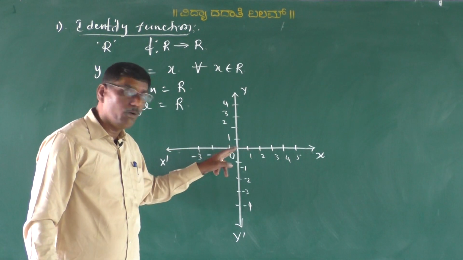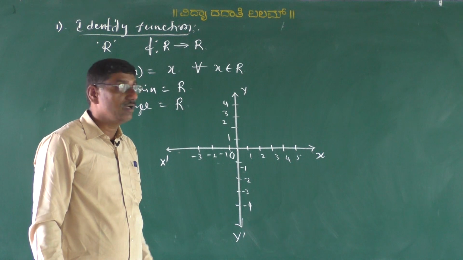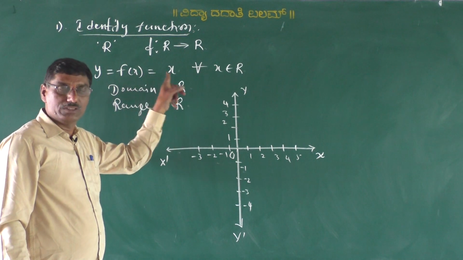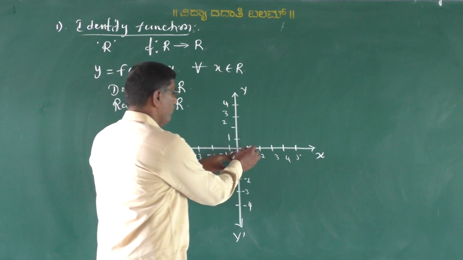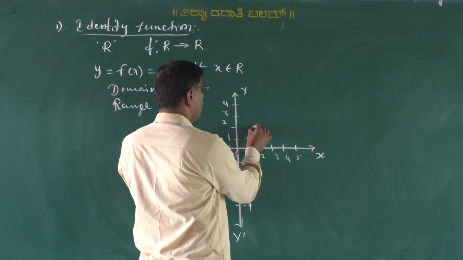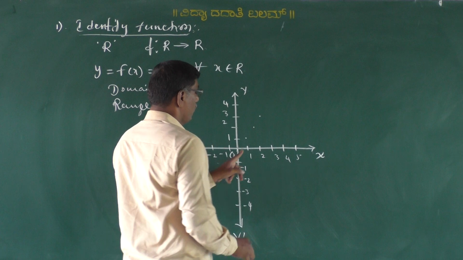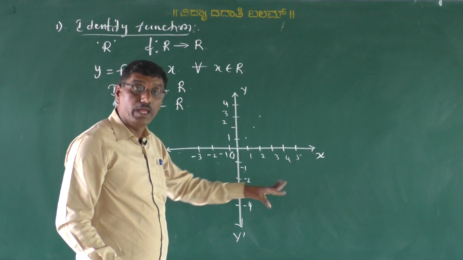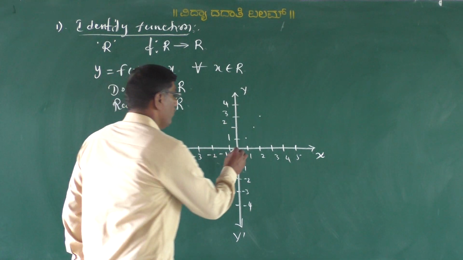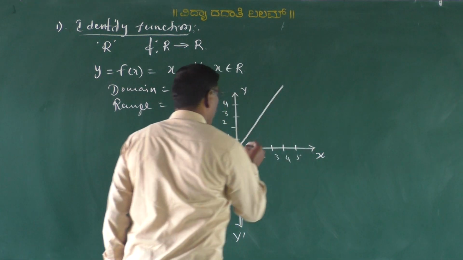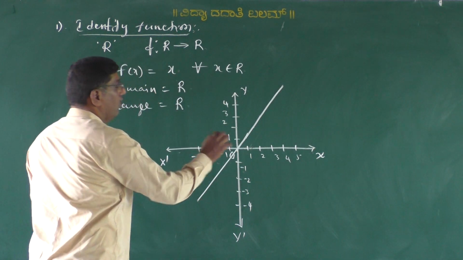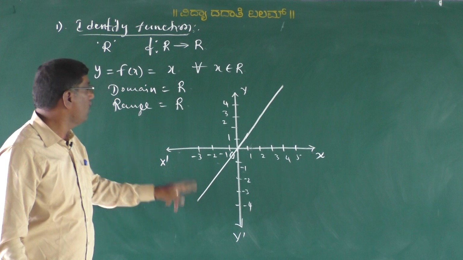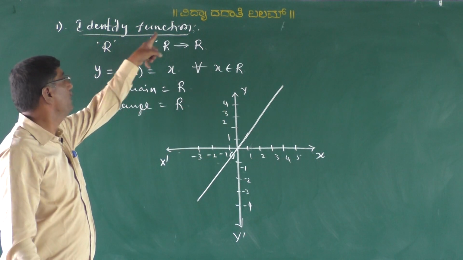For any value of the domain, we get the corresponding same value for range, since f of x is equal to x. For 1, we get 1. For 2, we get 2. For 3, we get 3. For any value of the domain, we get the corresponding same value. Then we get it in the form of a line. That line passes through the what? Origin. This is the graph of which one? That is the identity function.